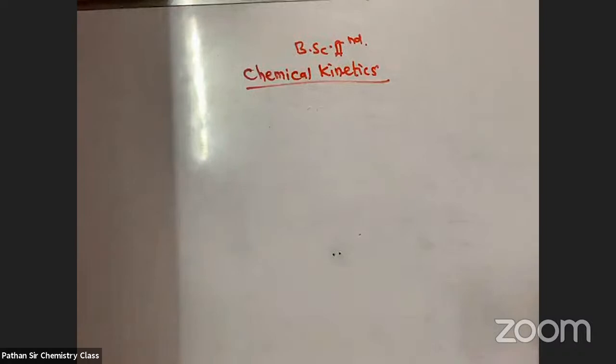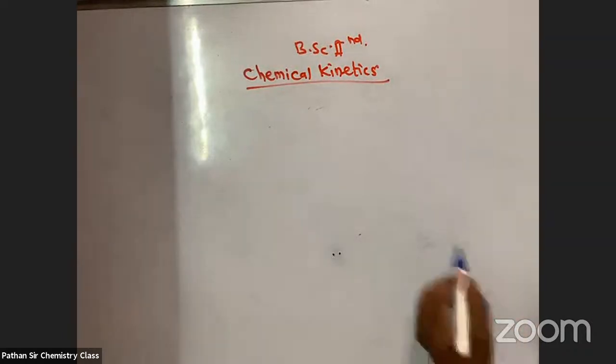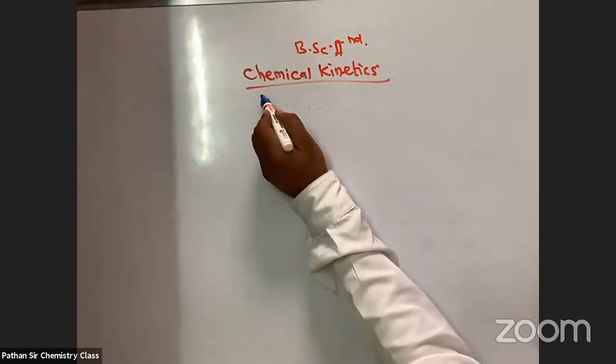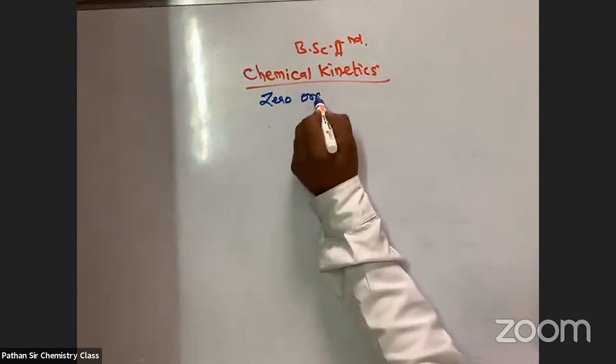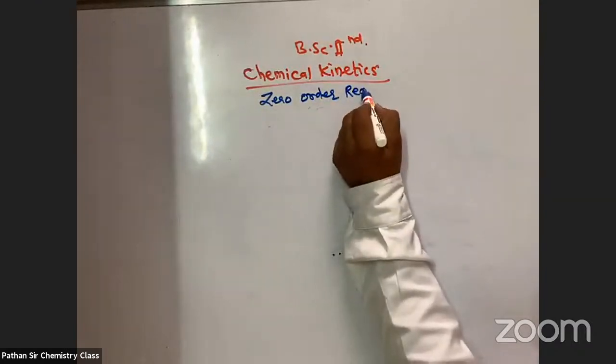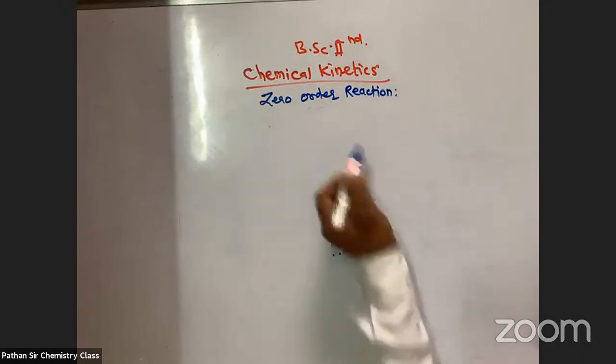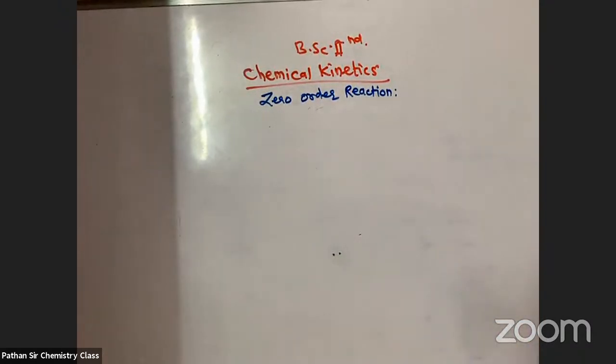Okay, let us go for the next point, that is zero order reaction. Now what we do in case of zero order reaction, we'll find its integrated rate expression. So let us go for the point zero order reaction. Remember, here the order is zero. That means the concentration of any reactant is not affecting the rate of reaction.